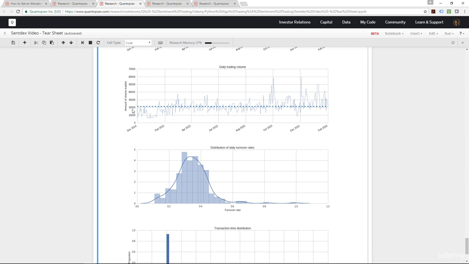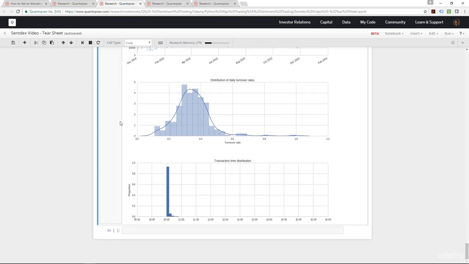Daily trading volume is about 20,000 stocks, but this one is kind of hard to read because it really depends on the share price as well to make a meaningful interpretation. Distribution of daily turnover is around 20 to 40%, with the mean, I think, more like 32-33%, and the transactions mostly are distributed around 10:30 until 10:50, and that's pretty good.